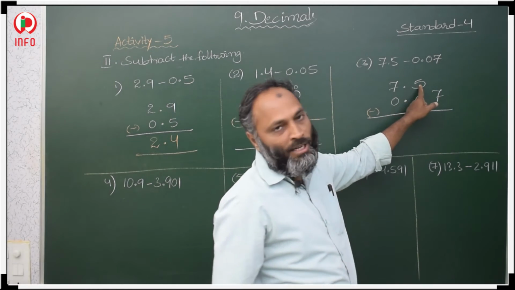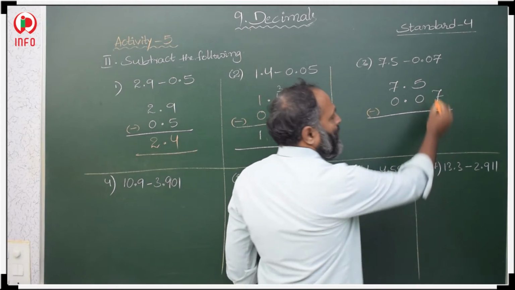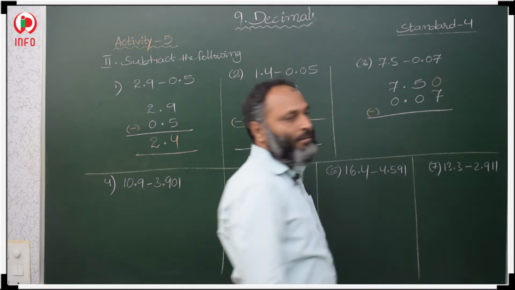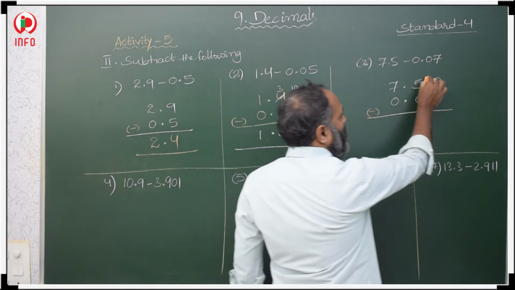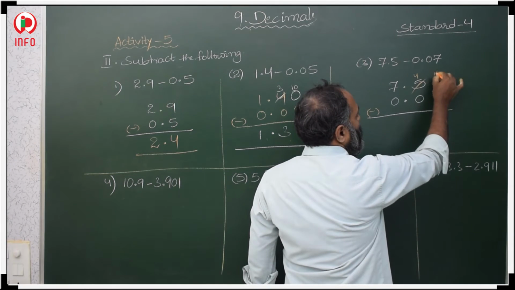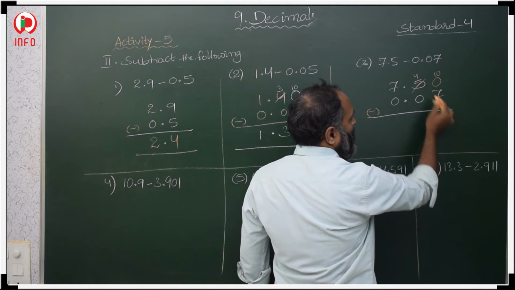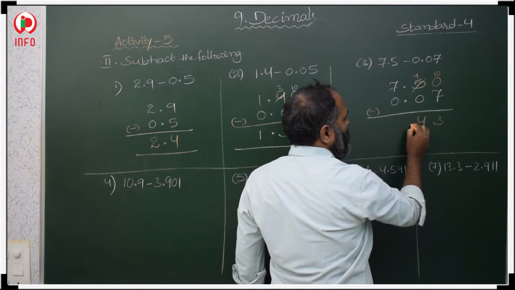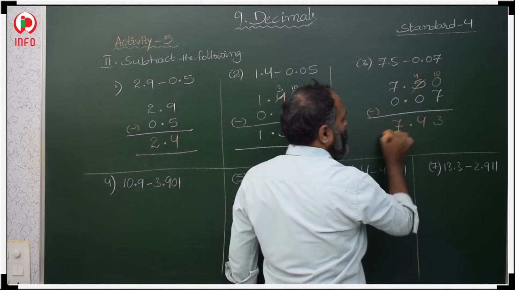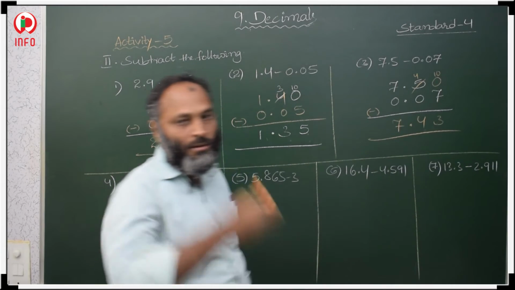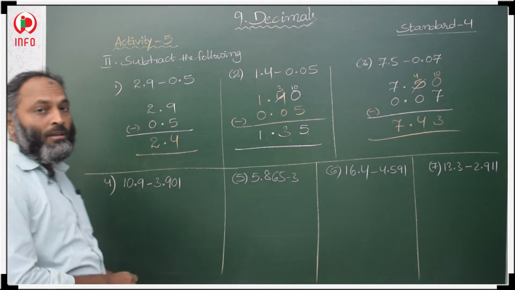Here one decimal place, here we have two decimal places. You have to keep one decimal place here. Now borrow here. Here it will get 4, here 10. 10 minus 7, 3. 4 minus 0, 4. 7 minus 0, 7. 7.43.